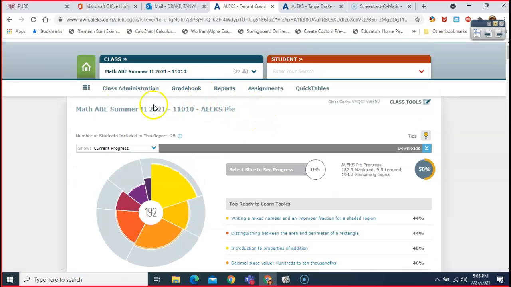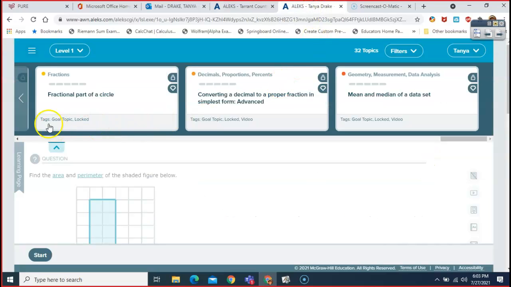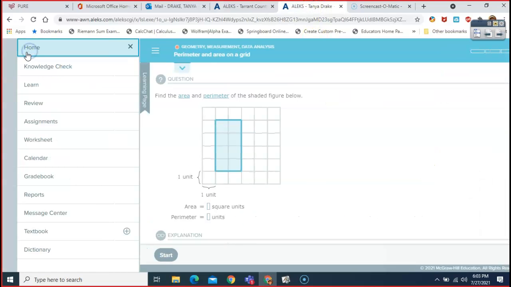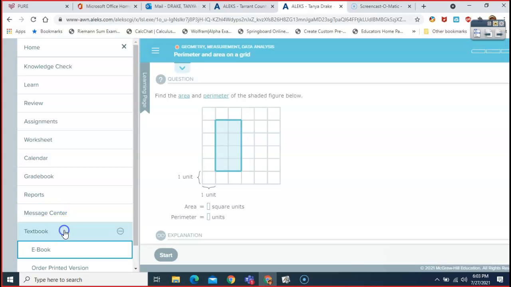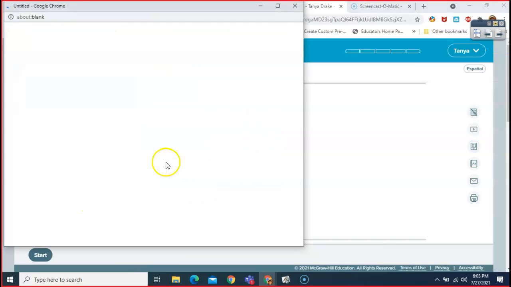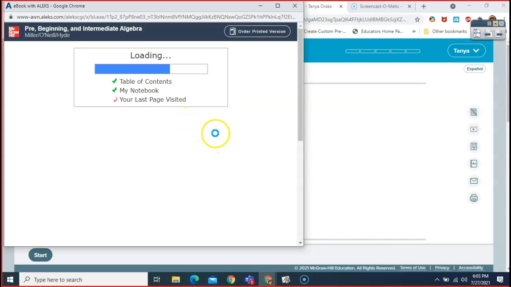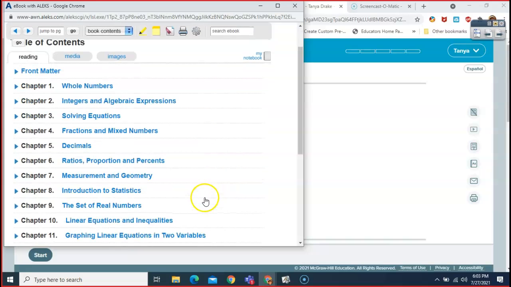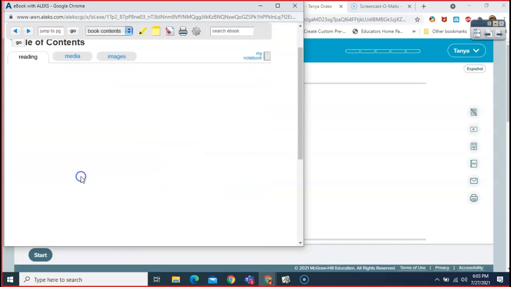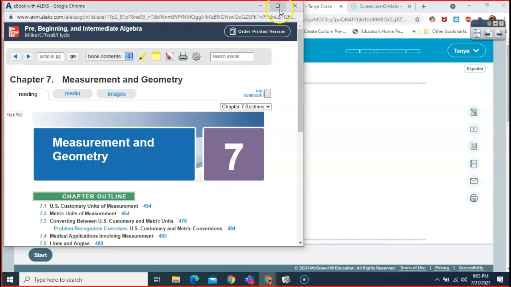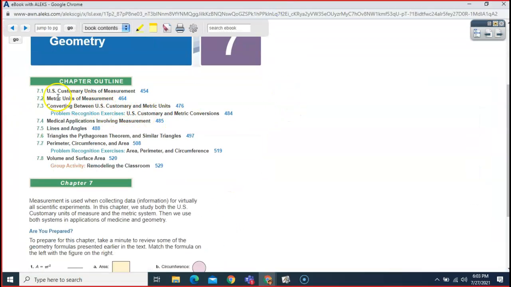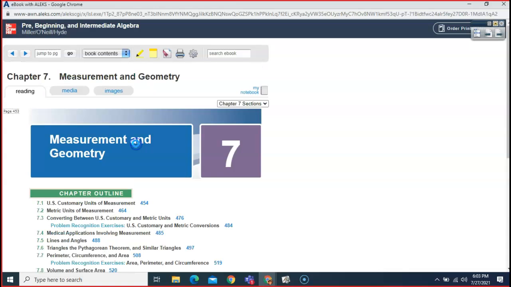Okay, go back to the top. Let me go here as a student. Click here. And go to the textbook, ebook. And just go to geometry and see what it is. Sometimes when you can't find something. Let me go here. Chapter 7. Medical applications, lines and angles, triangles, perimeter, circumference, and area. So let me go to that chapter.